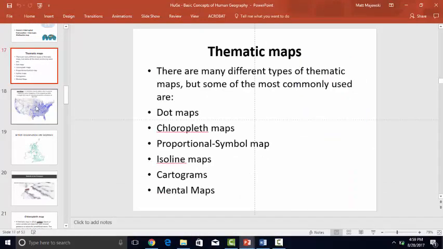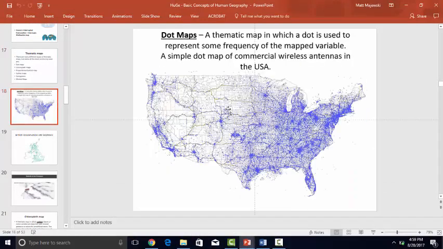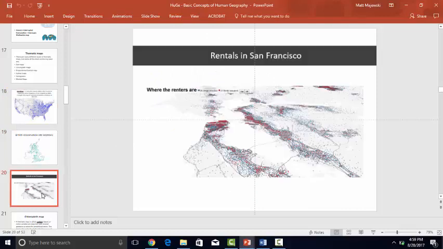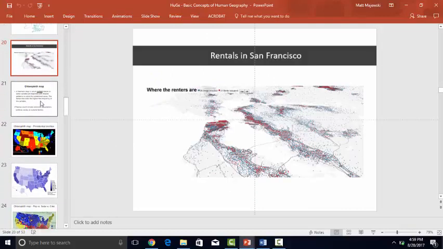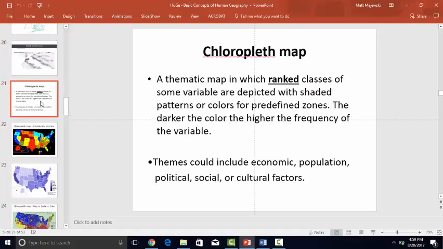Remember thematic maps? We've got the dot map. There it is. The dots are going to represent the frequency of the variable being measured. There's another dot map, right? Each dot reflecting whatever it is that's being measured on each of those three.